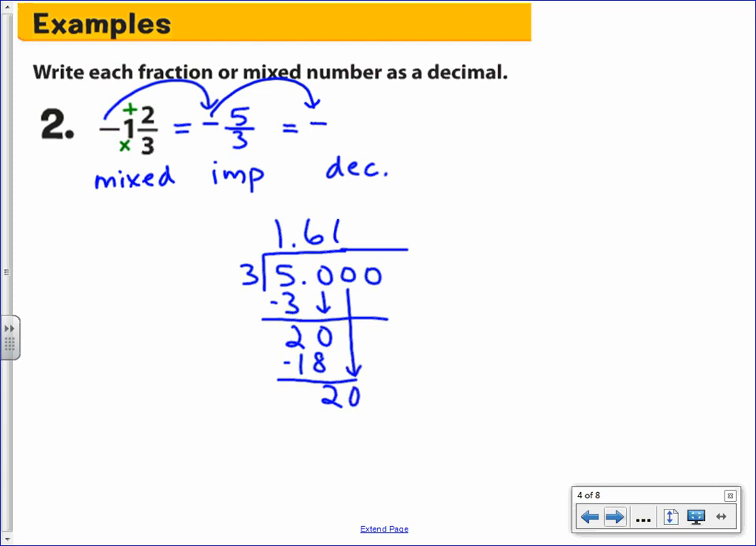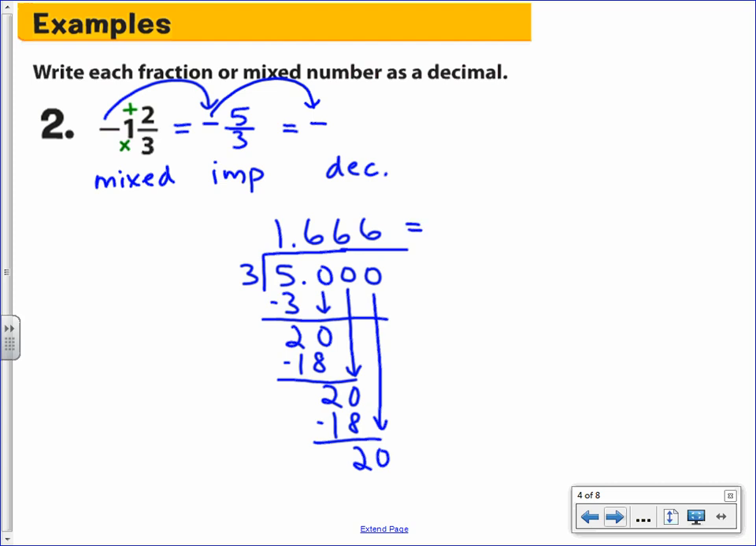3 into 20 is 6. 6 times 3 is 18. I bring down the 2, and I should see by now that I've got a pattern repeating here. So my 6 is going to continue repeating because I'm constantly going to have that 2 left over. So write each fraction or mixed number as a decimal. It does not say to round it.